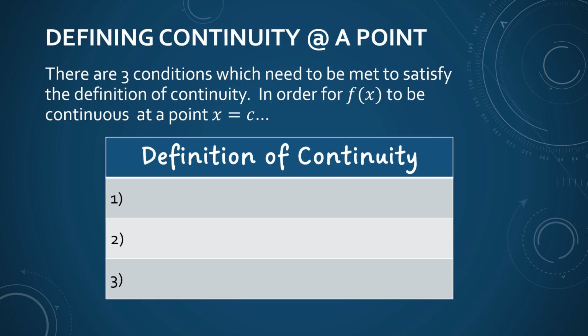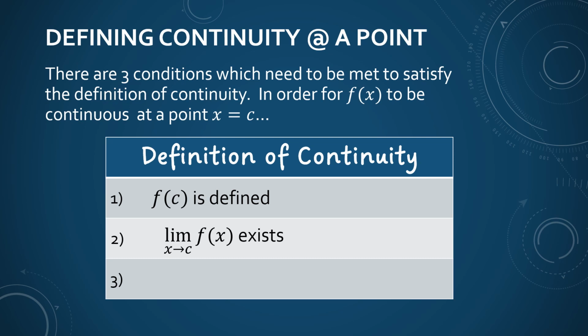So in order for a particular function to be continuous at a point, x equals c, where c is some constant, the first part of our definition states that f of c is defined, meaning it is an actual point on the function. When x equals 7, then I get a point 7.2, for example. Okay, no open circles, no holes.